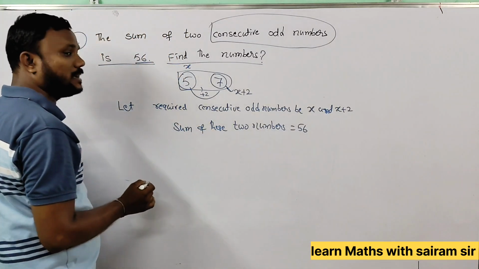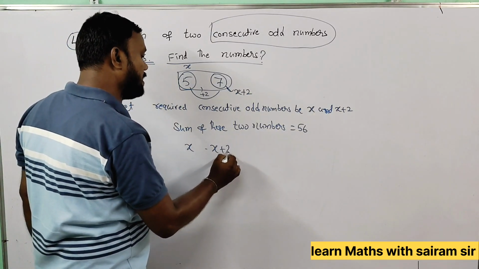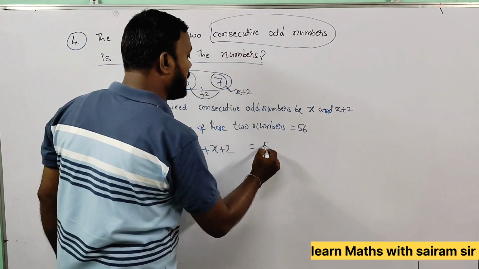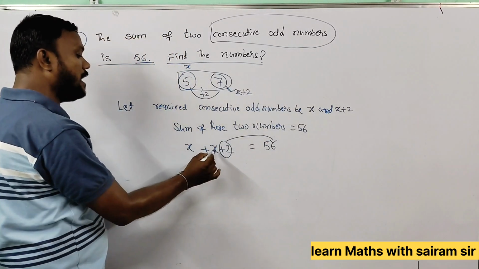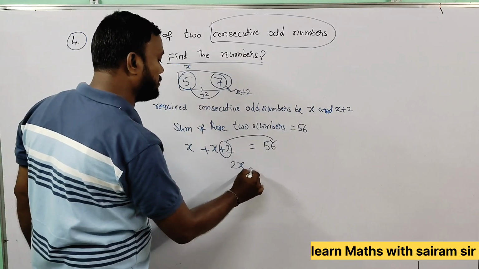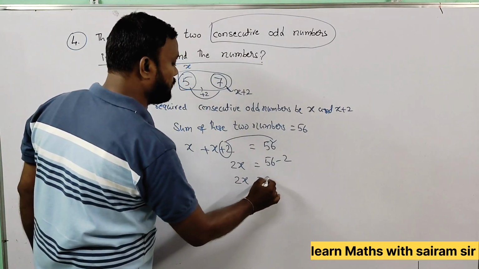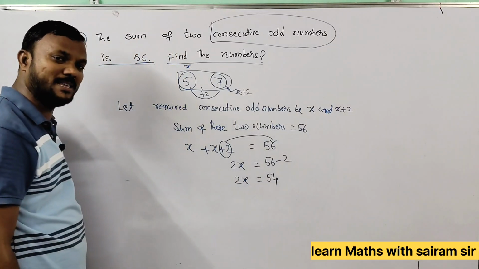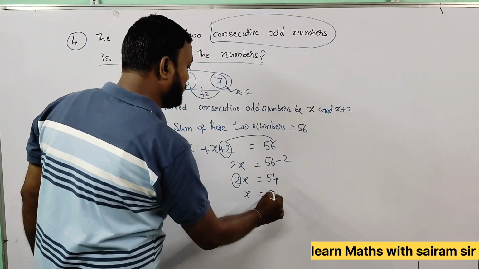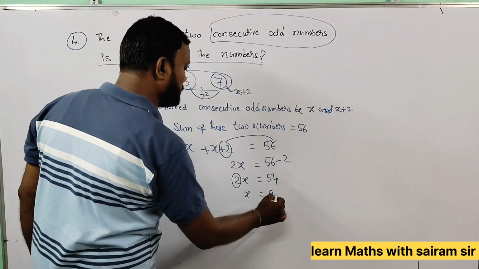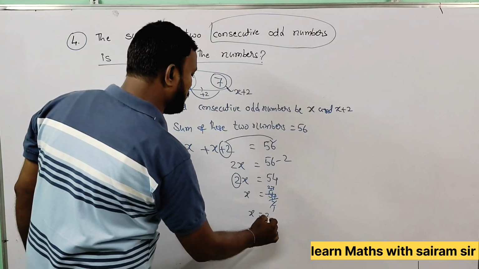So what are the two consecutive odd numbers that we assume? They are x and x plus 2, and adding these two we have given as 56. Transposing this plus 2 to the other side becomes negative, and x plus x is 2x. 2x is equal to 56 minus 2. From this, 2x is equal to 54, and transposing this 2 to the other side of the equation, x is equal to 54 by 2. 2 1 the 2, 2 to the 4, 1 left, 2 7. So x we got as 27.